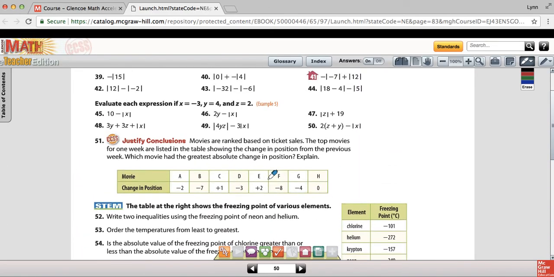Hopefully these example problems get you enough practice to go through lesson 2.1 homework and self-check quiz. Let me know if you have any questions.